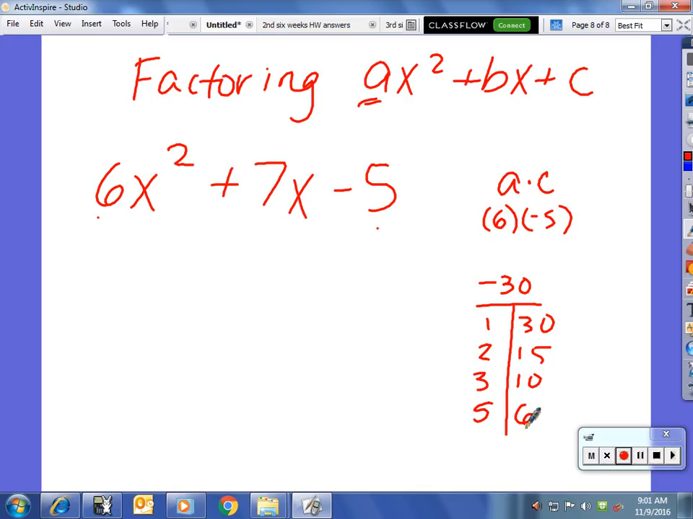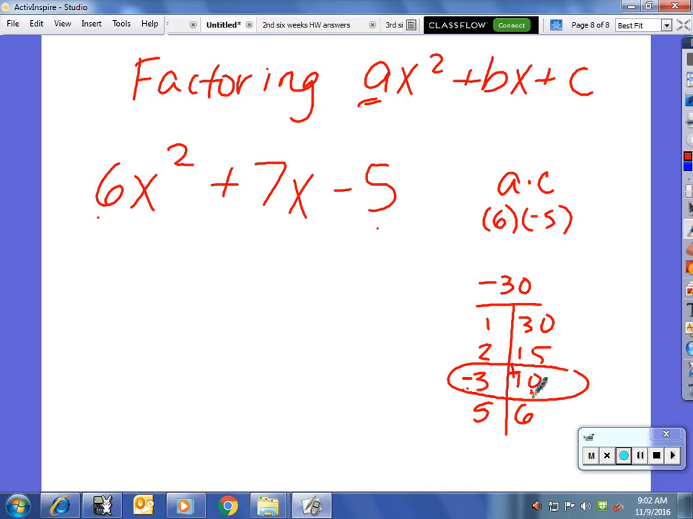Now, we need a negative 30. That means one of them's got to be negative and one of them's got to be positive. And they're supposed to add up to what in the middle? 7. A positive 7 in the middle. So what's my winning pair going to be? 3 and 10. Now, how did the signs have to work? Which one's positive? 10 has to be positive and 3 has to be negative.